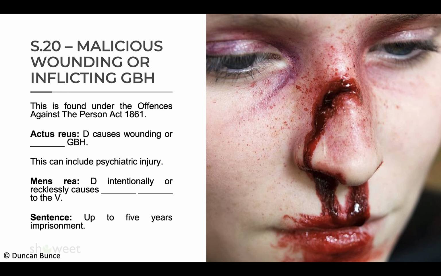Now, we've only got two offences left. We're obviously increasing in terms of the level of seriousness, and so Section 20, malicious wounding or inflicting GBH. Now, the actus reus of this offence is essentially identical to the more serious Section 18, but there is that use of the word, as you can see, inflict. Again, this is found under Section 20 of the Offences Against the Person Act 1861, and the actus reus is D causes wounding or inflicts GBH.